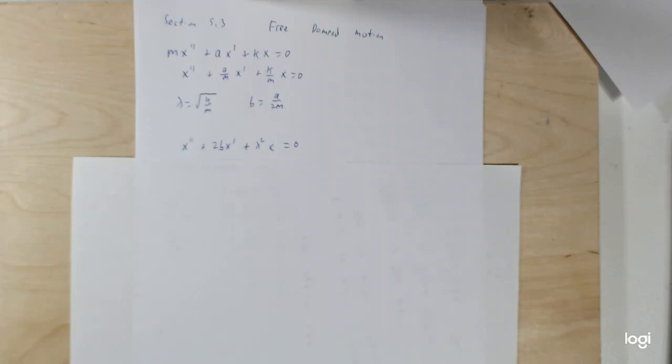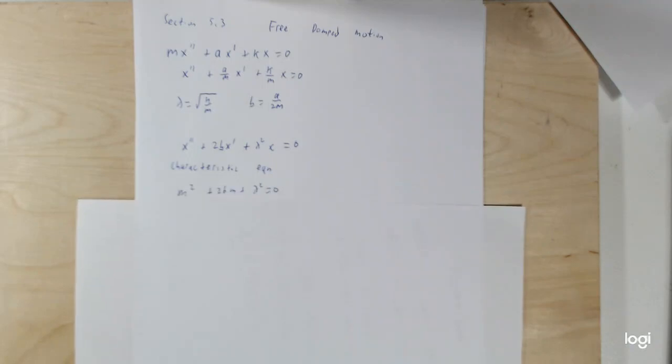Main thing to remember is the lambda squared is the term that deals with the spring constant, and the b is what deals with the friction. Granted, they're adjusted, but we'll have to remember that bigger lambda means a stiffer spring, and a bigger b means more friction as long as the mass is kept constant.